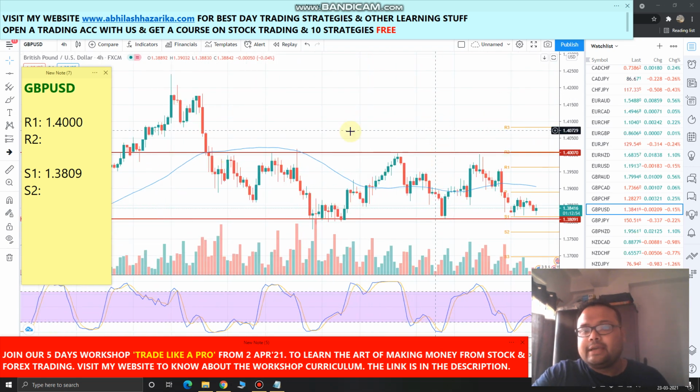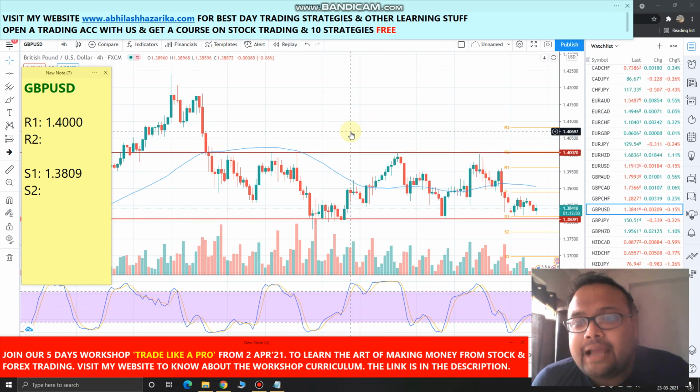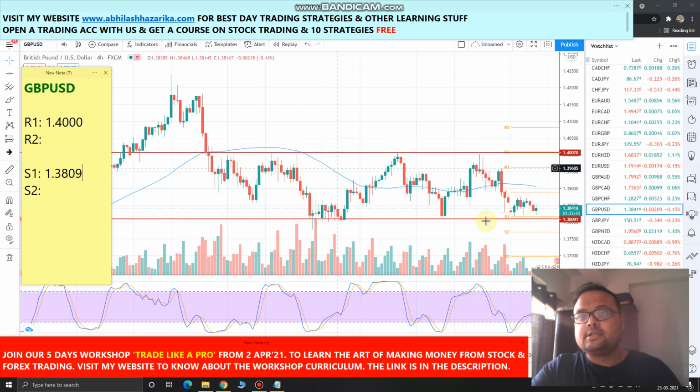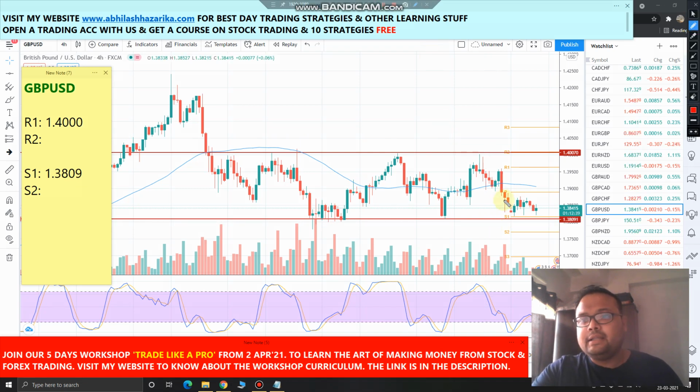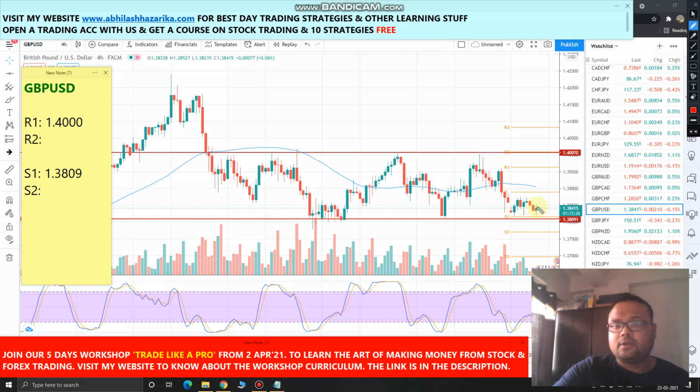Okay, we can see that I have drawn two lines over the chart. The line above is the resistance 1.4000 and this is the support 1.3809. This is the support. And right now market is just trading at the support. Though market is trading at the support, it is not bouncing. There is not much sign of a price reversal, so that's not a good sign.